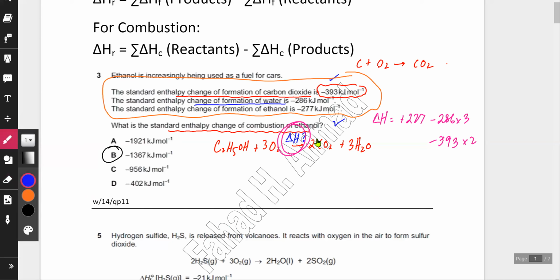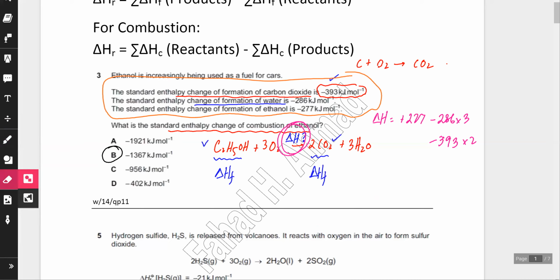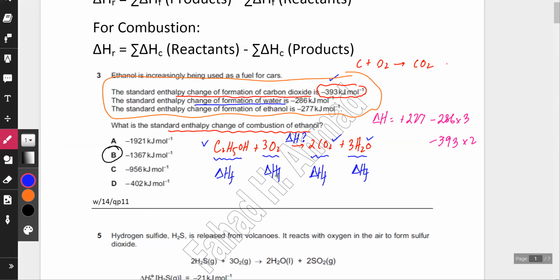Now, what is given in the question? You're given the enthalpy change of formation. You're given delta HF of this particular molecule, right? You're given delta HF of carbon dioxide as well. Plus, you're given the delta HF of H2O as well, right? That's also given. And the delta HF of O2 is by default already known because you don't need to form them. So the enthalpy change of formation for this element would be zero, right?